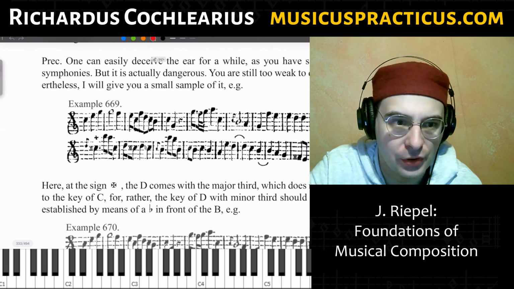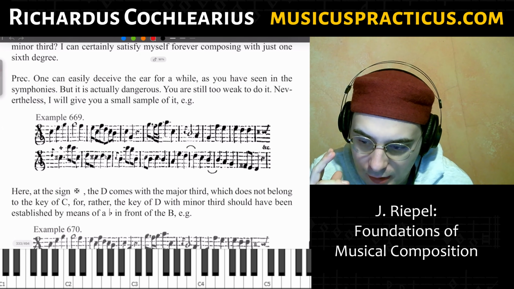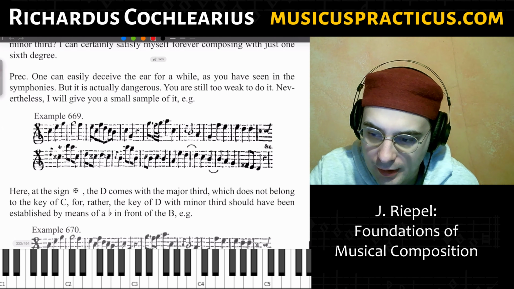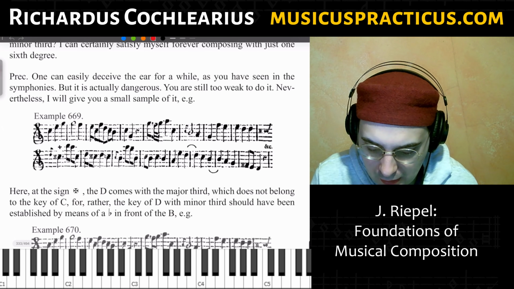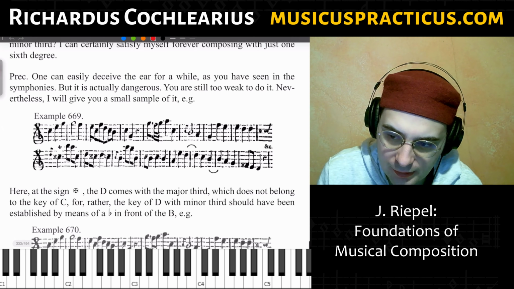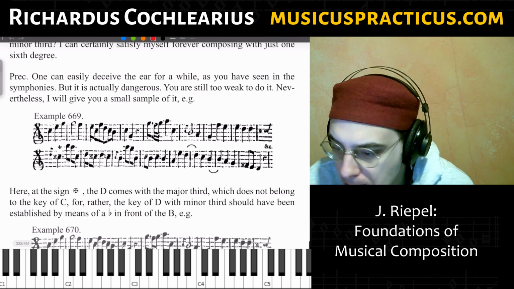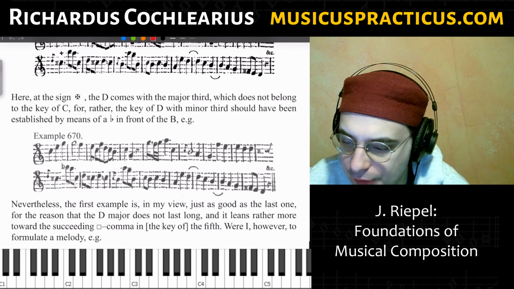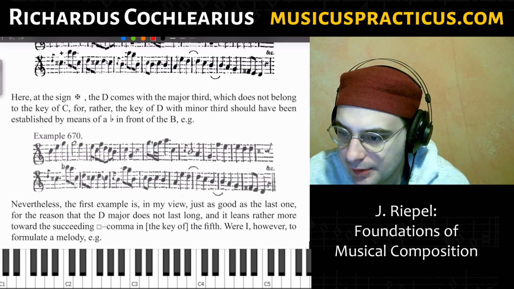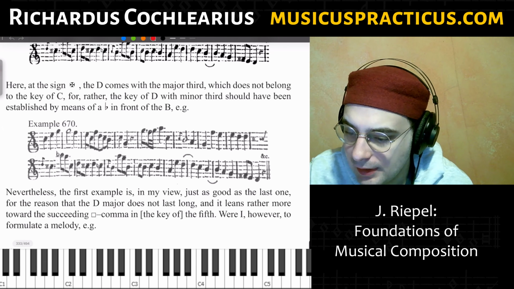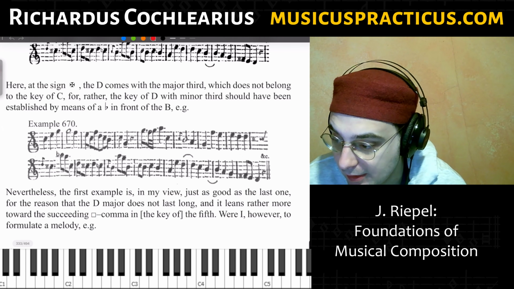Okay, but why is he saying that D comes with a major third? At the cross, major third on A at least. Here, at the sign with the cross, the D. First of all, there is a C sharp. Or he's saying that D has the major third in its fifth degree. It may be. Now let's see the other examples to understand how he's thinking. Nevertheless, the example is the same. Nevertheless, the first example is, in my view, just as good as the last one.